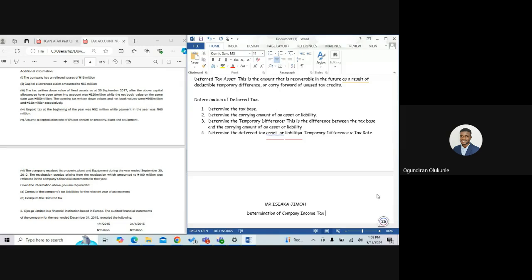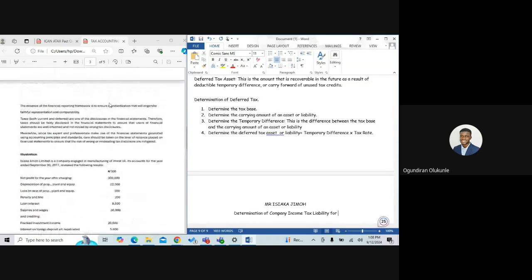Okay, so determination of income tax liability for what's the year of assessment, everybody? So we have the 2017 statement, and companies are assessed to tax on preceding year basis. Year of assessment, right? Are we together? Yes, sir.